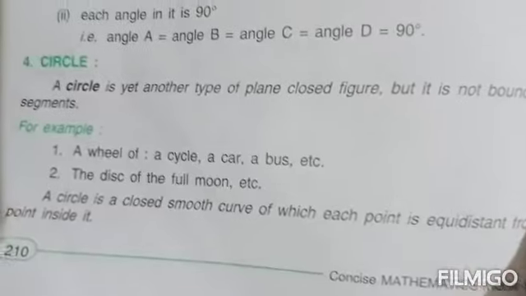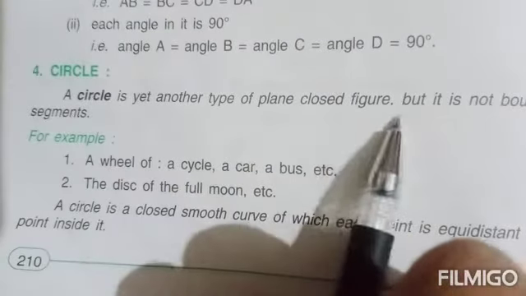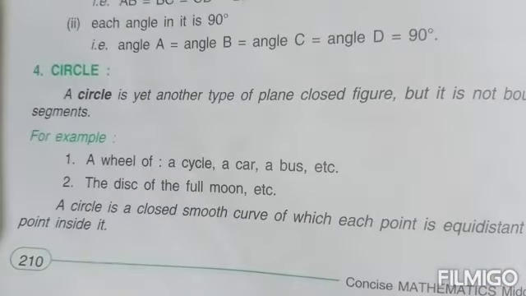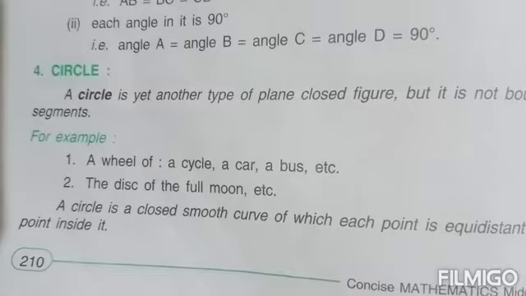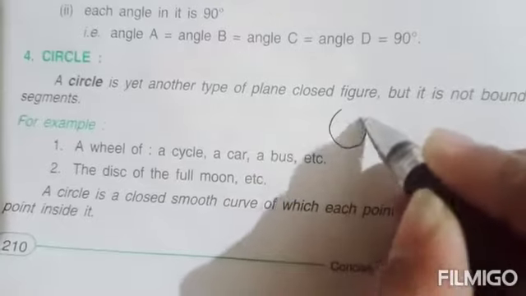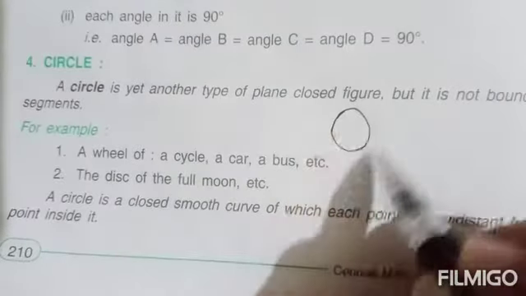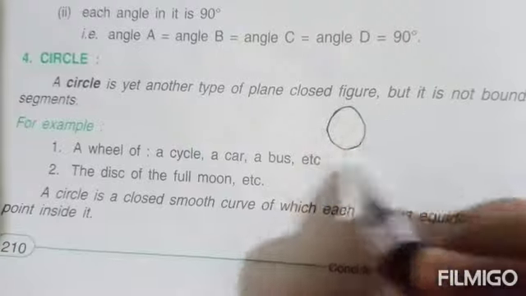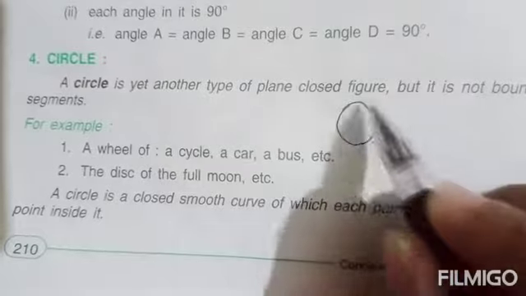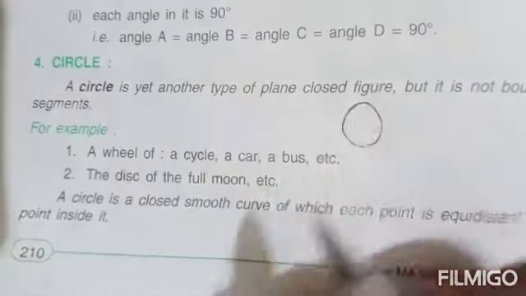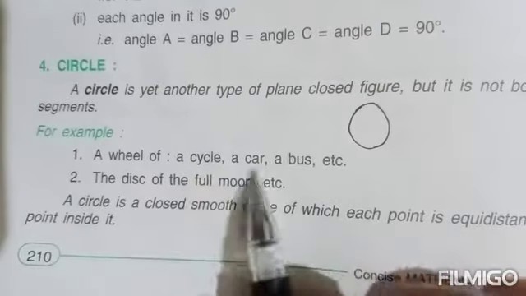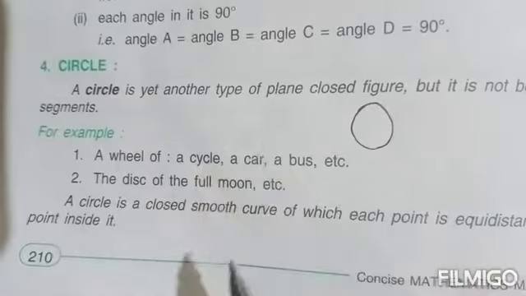Fourth one, circle. A circle is yet another type of plane closed figure, but it is not bounded by line segments. So a circle is not made up of line segments. It is a plane closed figure. This is a circle. There is no line segment in the circle. It is made up of curves only. We can draw it continuously with no intersecting lines, and it is closed. So it is a plane closed figure. Examples of a circle: the wheel of a cycle, car, bus, then the disc of a full moon, etc.